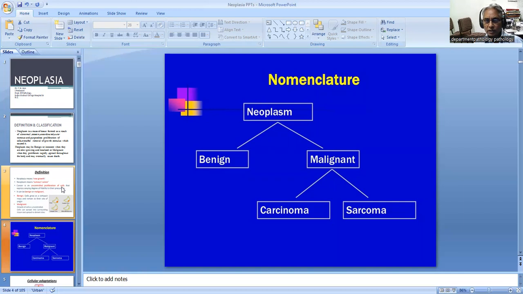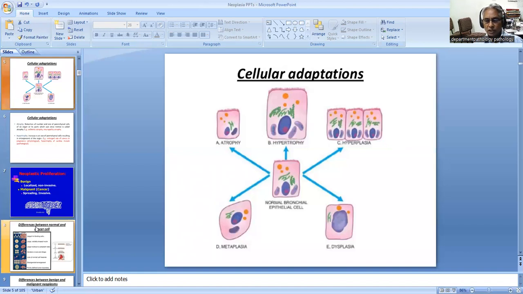So how can you give a name to this neoplasm? As I told you, it may be benign or malignant, the two broad groups. They can be further named: if they are arising from the epithelial tissue, then it is known as a carcinoma. And if this abnormal growth is of cells of mesenchymal origin, this is known as a sarcoma. I hope you know what the epithelial tissues are and what the cells or tissues of mesenchymal origin are.